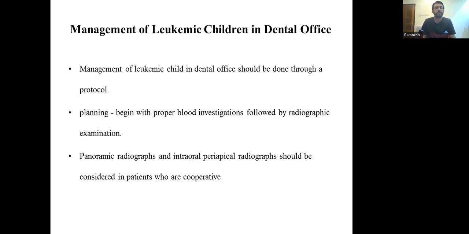Management of leukemic children in the dental office should be done through a protocol. To start with, begin with proper blood investigation followed by radiographic examination. Panoramic radiographs and intraoral periapical radiographs should be considered in patients who are cooperative.